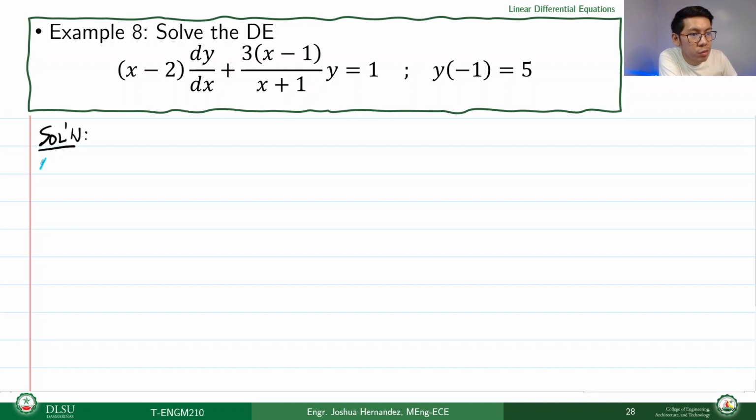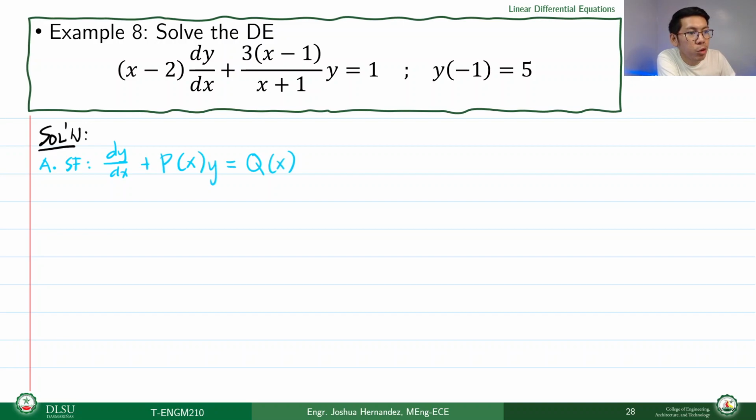Step 1 is to see to it that we are in standard form, and that is dy over dx plus p of x, y equals q of x. Okay? So, it's not yet in that form, and we need to convert it, transform it, to conform with the standard form.